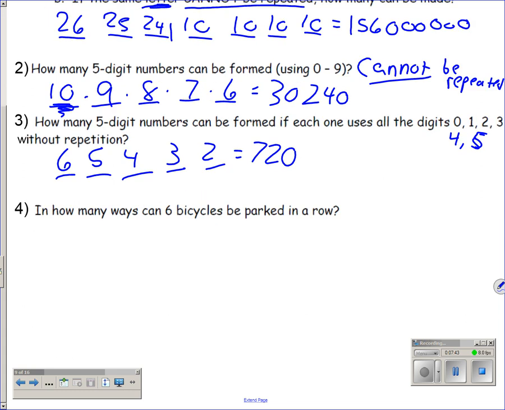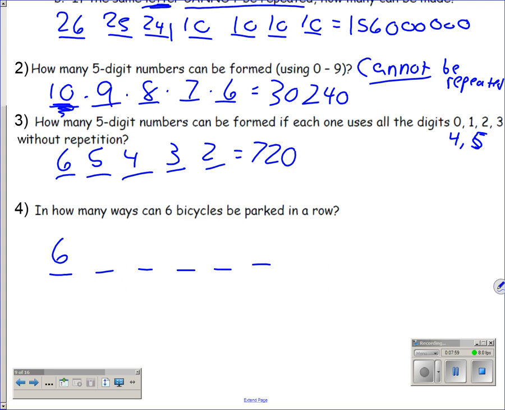Very last one. We have 6 bicycles being parked in a row. Here's my row. They're all parked in a row. You can think of these bicycles right here. Again, start left to right. That's always a safe bet. How many possible bikes do I have to choose from for the first spot?